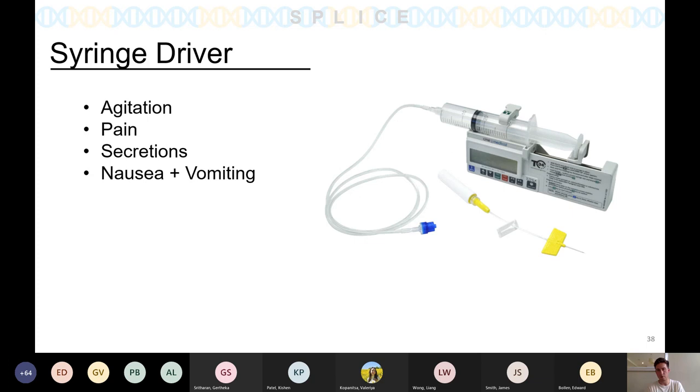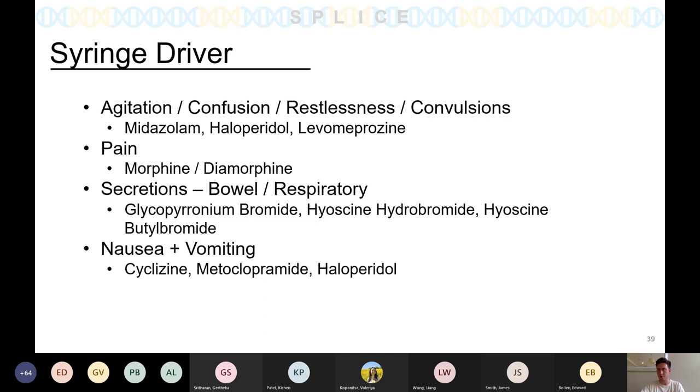And then what I wanted to draw your attention back to is those symptoms that patients commonly experience at the end of life. So agitation, pain, secretions, nausea and vomiting. And those are essentially the areas that we're trying to treat. I've extended agitation to include confusion, restlessness, convulsions. But these are the common medications used to alleviate these. Of these, midazolam is probably the most common.